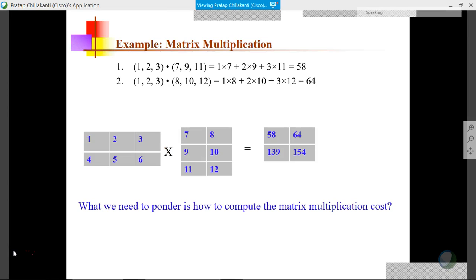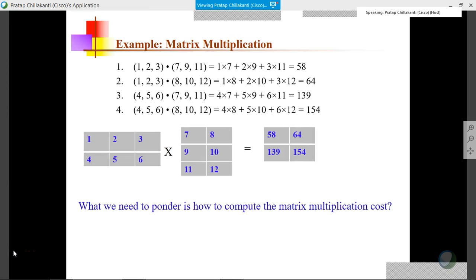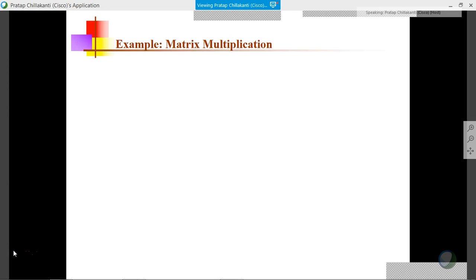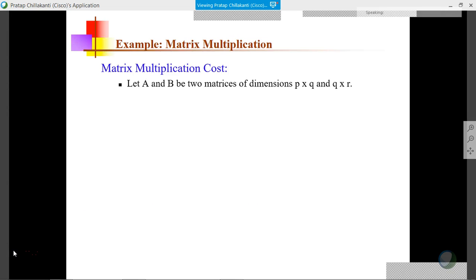Okay. So here is the way you do the matrix multiplication, which I am showing you there. Okay. How many computations are there? You calculate. Okay. Then you get 139 and then you get this one. Okay. So I show you how to compute the matrix multiplication cost.